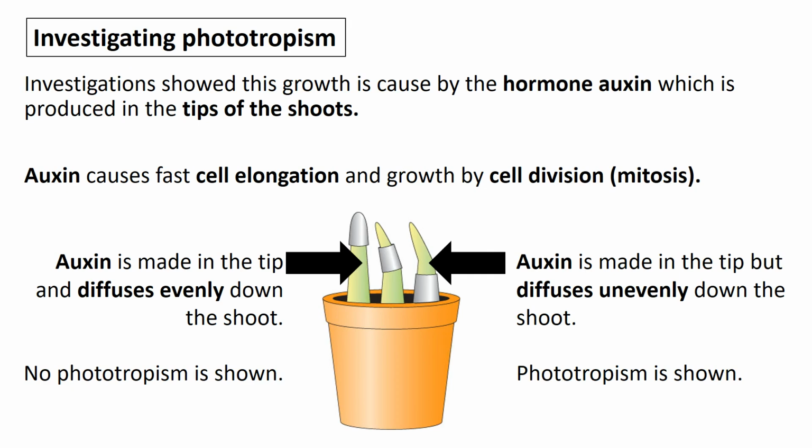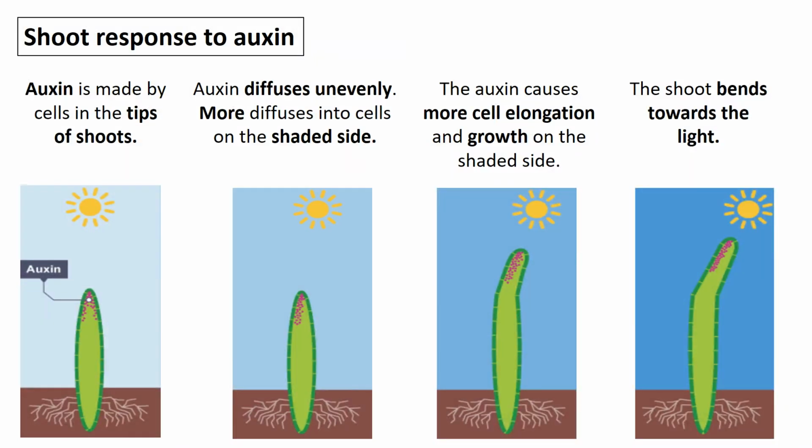If we look at that in a bit more detail and do further investigations, what we find is that auxin is made in the tips of shoots, and it diffuses unevenly because more auxin always goes to the shaded side of the tip. On this side of the shoot, you'll get more cell elongation and growth, which means that the shoot will start to bend towards the light. So this is how auxin works in the shoots. It goes to the shaded side and causes elongation on one side more than the other.